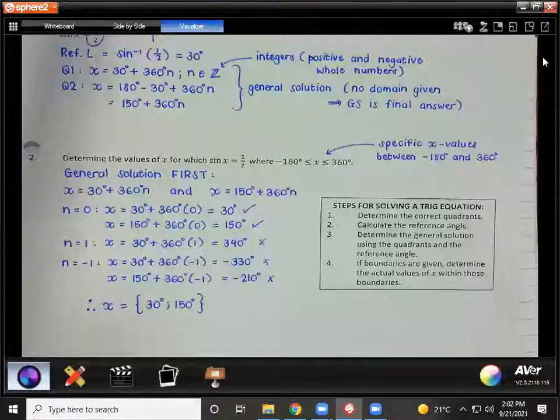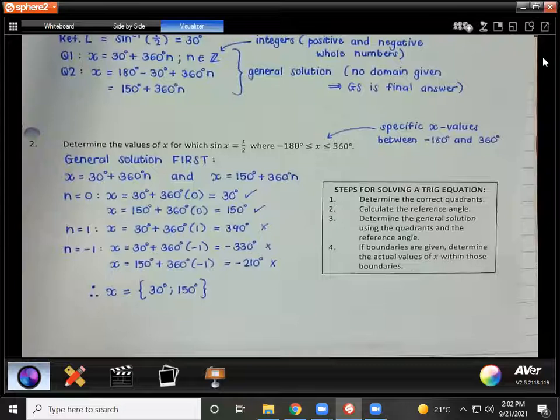Before I forget, this is very important, guys. Steps for solving a trig equation.